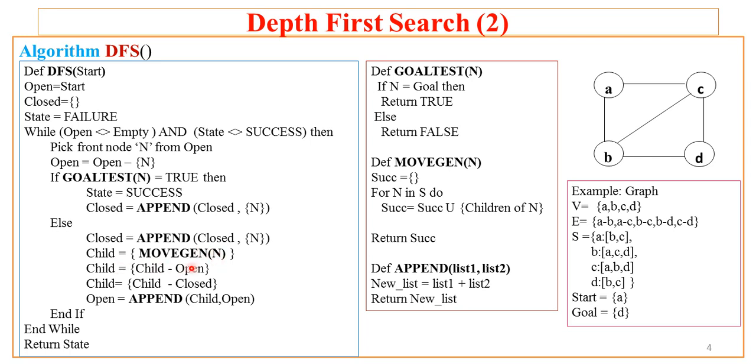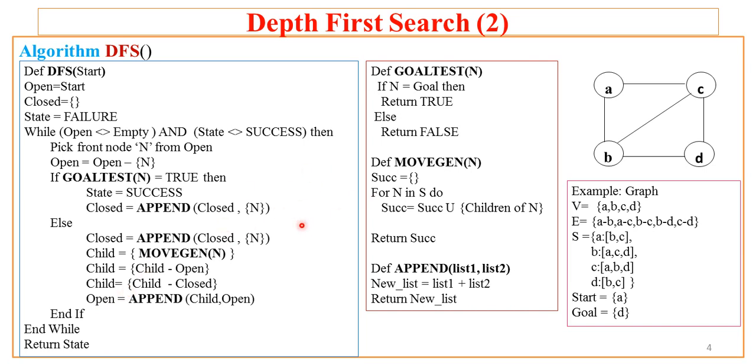So from this child we'll remove whatever is there in the open, and from child we will also remove whatever is there in the closed, and whatever is left in the child node, that is appended at the beginning of the open list. So whatever is already there in the open, to that existing element the new child elements are added at the beginning. Anything you add at the beginning is just like a stack. So here we are trying to maintain this open as a stack.